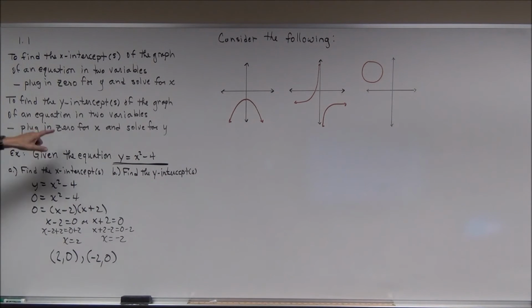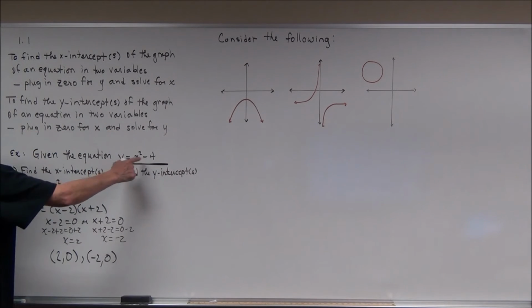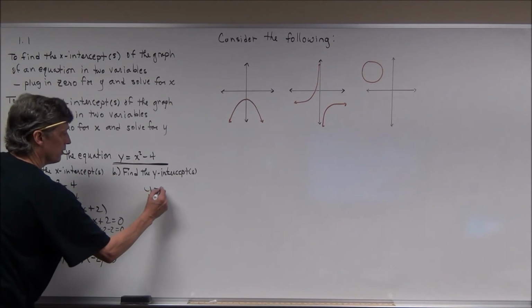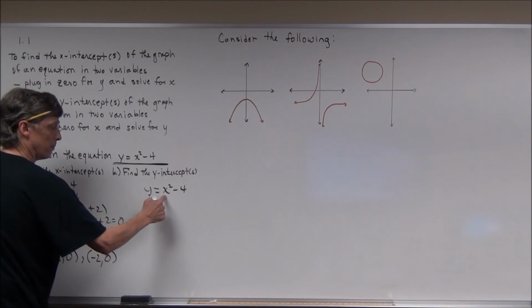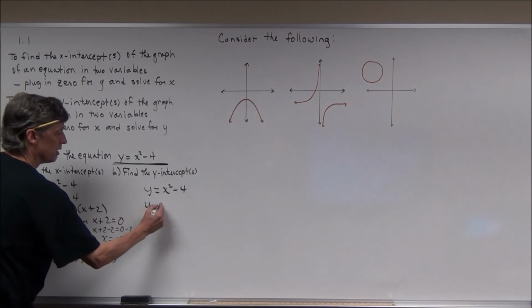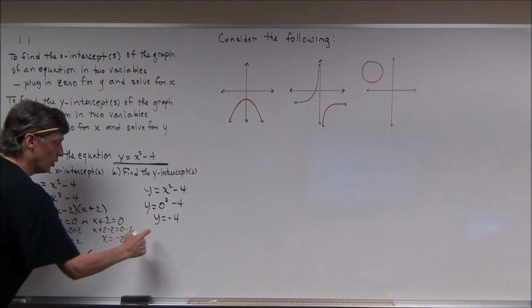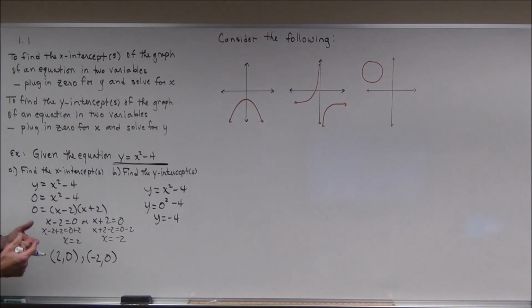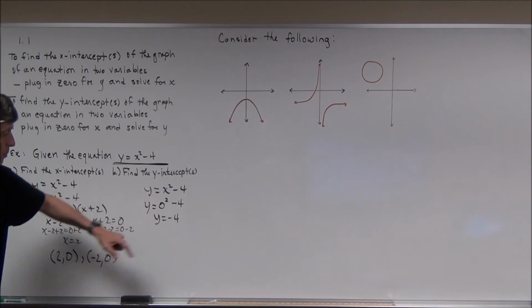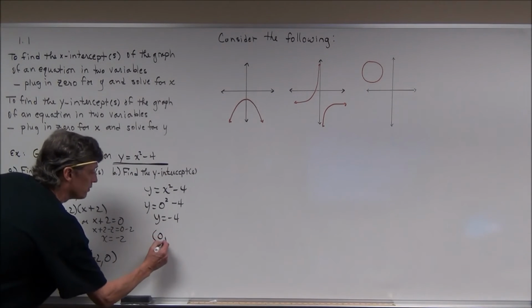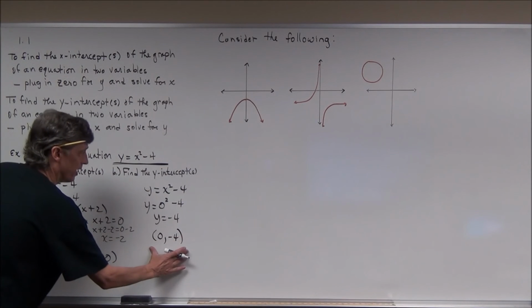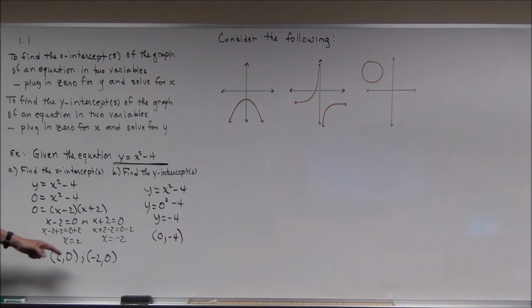Now to find the y-intercepts, I just reverse this. I'm going to plug 0 in for x, I'm going to solve for y. This goes even faster. So here we go again. There's the equation. This time I'm plugging a 0 in for x, and I get negative 4. So again, I'm going to write my answer for my intercept as an ordered pair. I plug 0 in for x and my y value is negative 4, so I have (0, negative 4), and that is my y-intercept. These are my x-intercepts, this is my y-intercept.